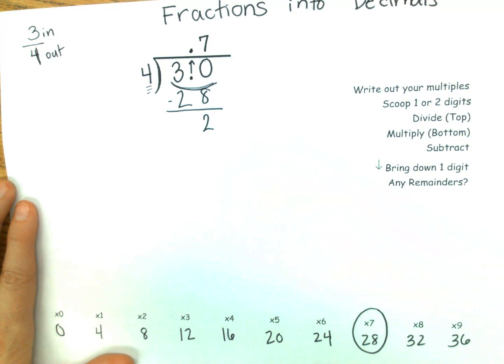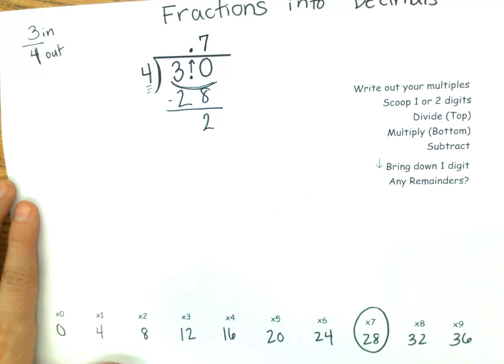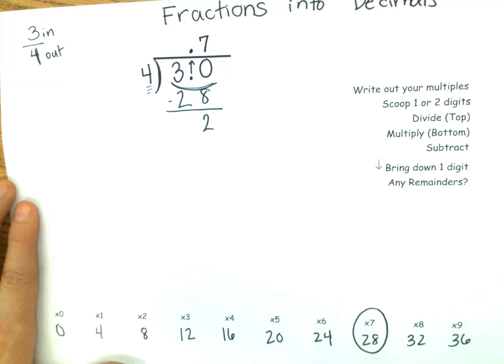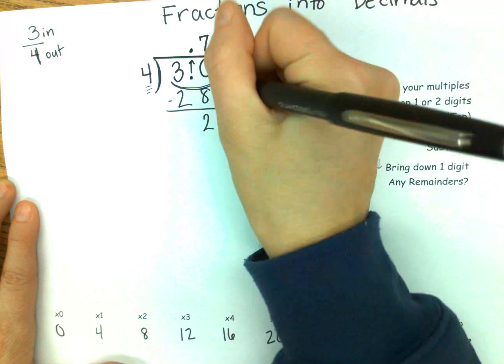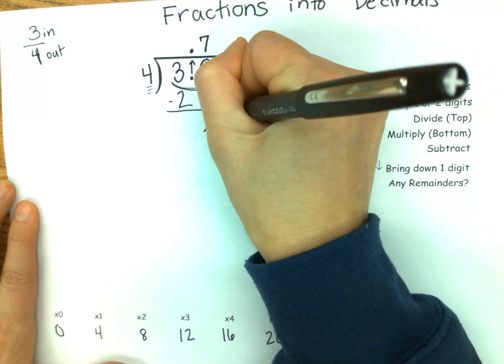Now, when working with turning fractions into decimals, we're never going to have any remainders. So we're going to have to keep annexing zeros and bringing those down until we equal 0 for anything that would be left over remaining. So I'm going to annex a 0 right here in my dividend. I'm going to drop it down.